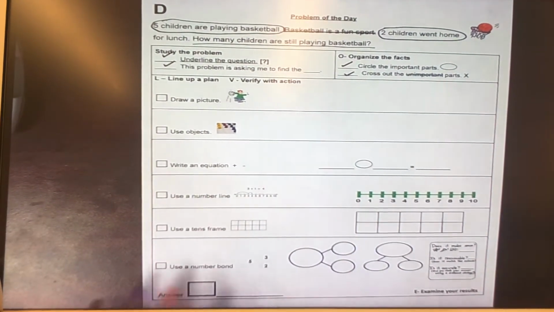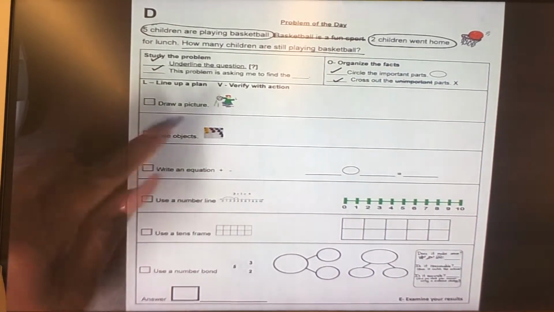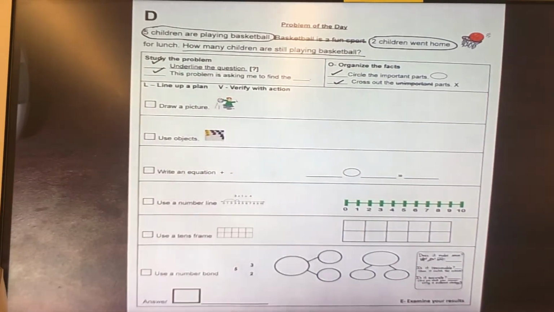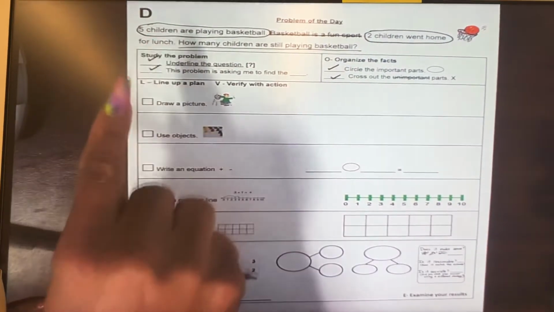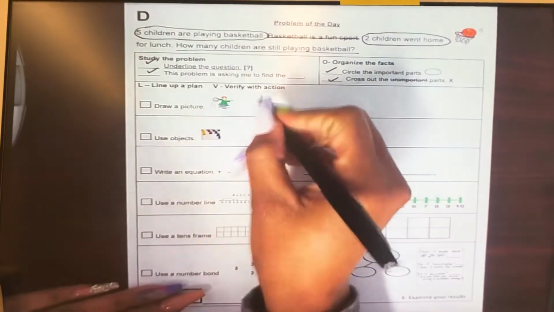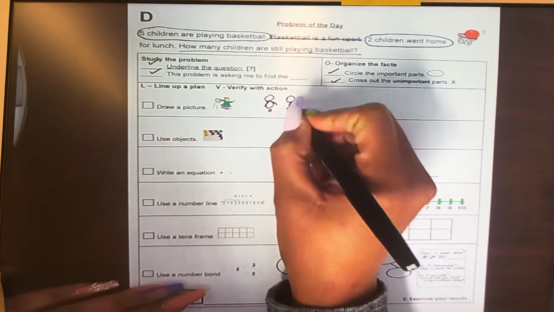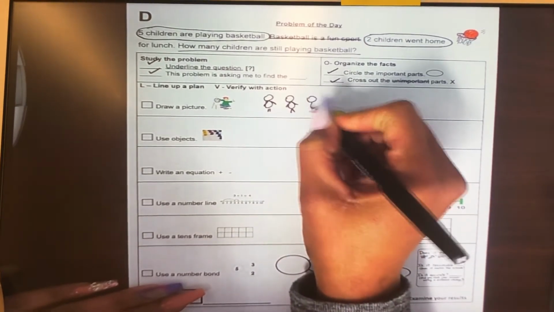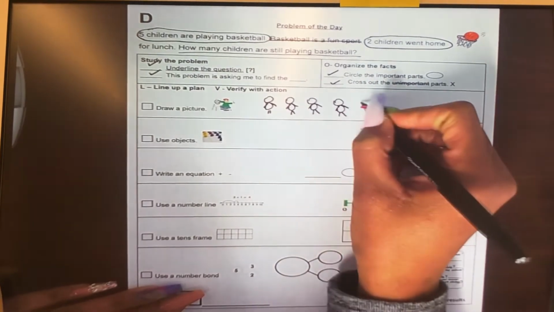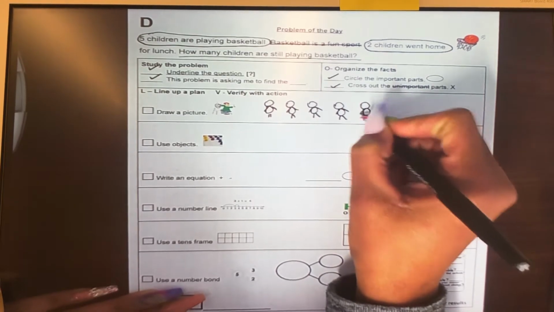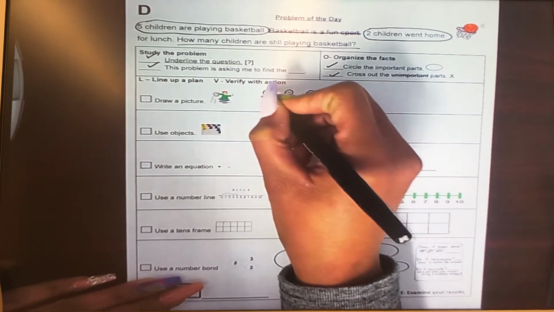I am sure that you guys already know that this is a takeaway problem, and we are going to go over our strategies. We're going to draw a picture. Remember, this is a story about children, so we can draw our 5 children. 1, 2, 3, 4, 5. 5 children were playing basketball. There we go.